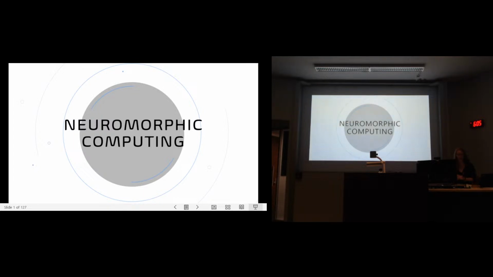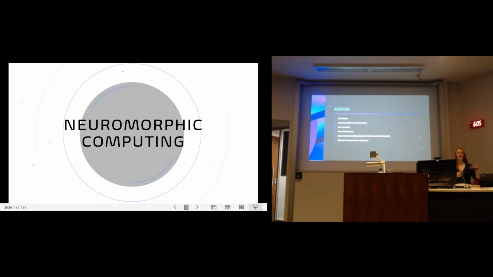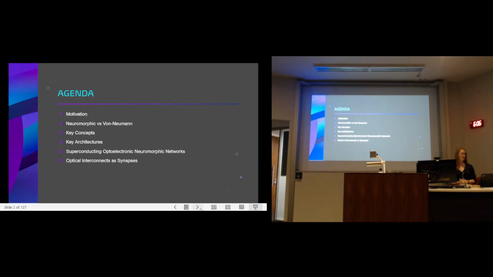So, neuromorphic computing. There's a couple of things that I want to approach today. I want to start off with a basic motivation for why this is a field that's worth knowing about, worth potentially researching and just being aware of. I then want to break it down and look at the differences between von Neumann computers, which is our traditional style of computer, compared to a neuromorphic computer. Then we'll move on to some of the key concepts of neuromorphic computing, things like neurons and synapses and how we actually create those in hardware.